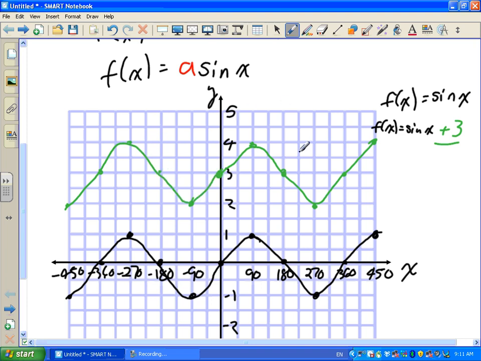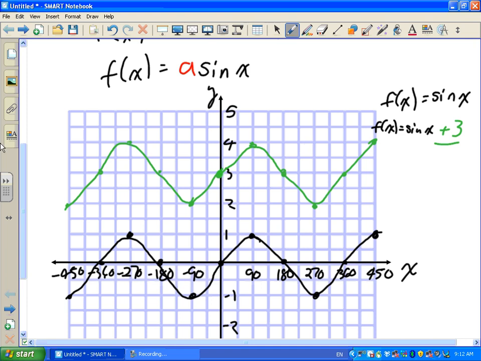And there you go. We now have the exact same wave. It hasn't stretched at all, hasn't moved left or right. All that happens is it is shifted upwards 3. What if that number had been negative 4?